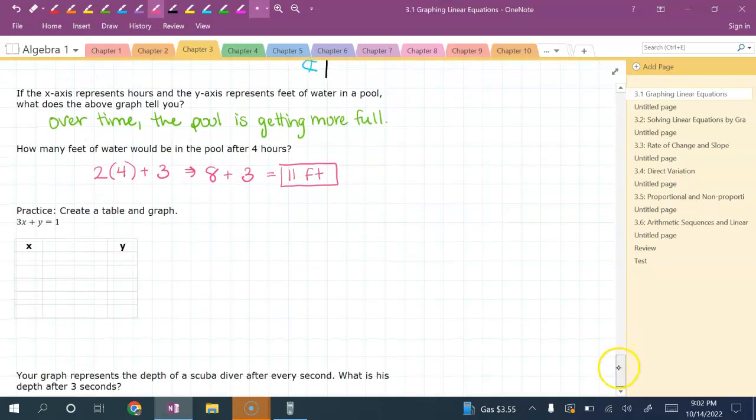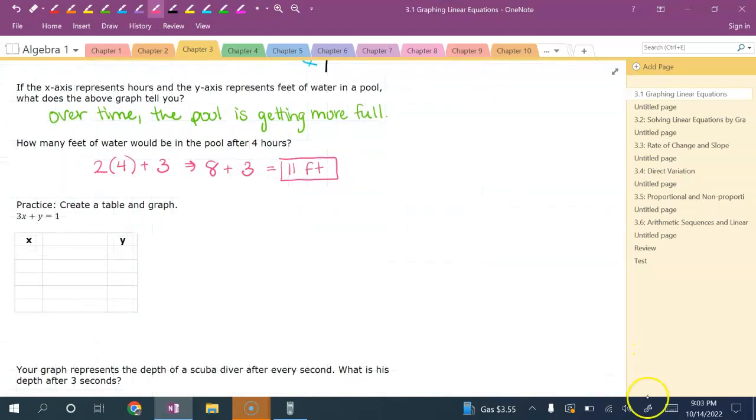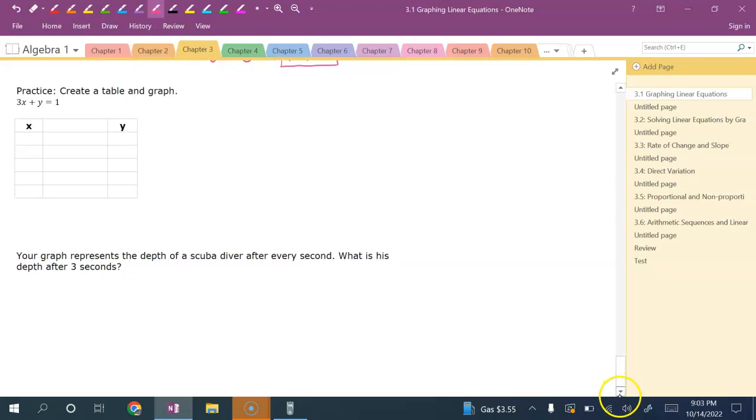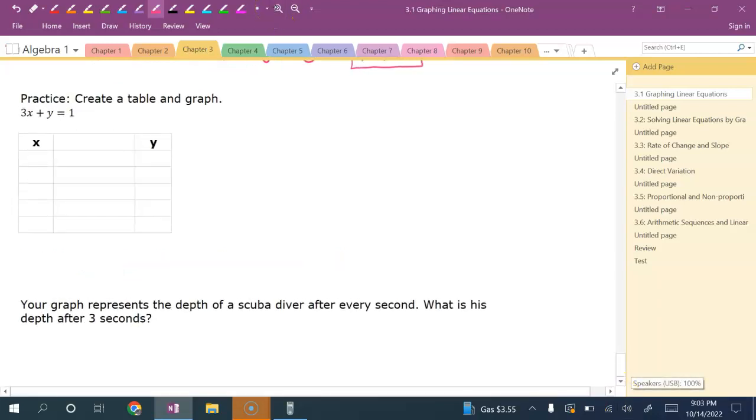So what I want you to do is try to do the practice problem that I have here. Use the calculator to help you make your table. And then I want you to do the follow-up question. And I just want to remind you that the first thing you need to do here is rewrite this equation for the y. So I want you to think for a second, how would you do that?